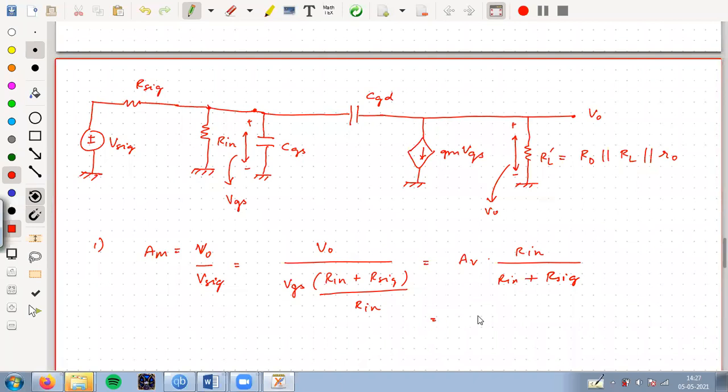Right. So AV is minus GM into RL prime. Remember, this is a common source amplifier, so the formula for gain is minus GM into RD parallel RL parallel RL. The three resistances which are in parallel, I'm calling that RL prime. So the gain is minus GM into RL prime into Rn divided by Rn plus R signal.